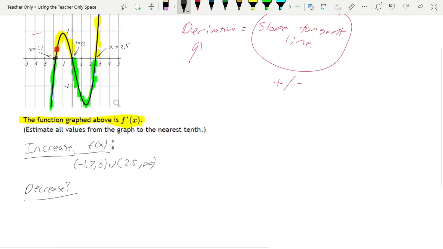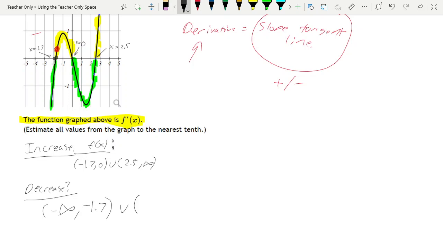Similarly, where are we decreasing? Well, that would occur whenever I have a negative derivative, whenever I have a negative slope. So we're looking at all those negatives. We're going to say we're going from negative infinity to negative 1.7, and then from 0 to 2.5.